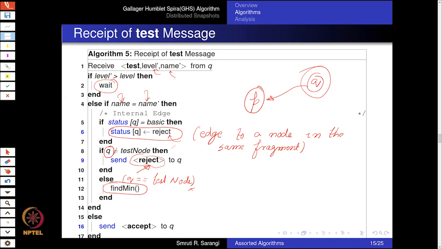So as I said, regardless of how the message is sent, either as a test message or as a reject, Q will ultimately get to know that it is a part of the same fragment as P, which is myself, and it will pretty much mark me as invalid. So given the fact that Q is now a rejected node, what I need to do is again call findMin.